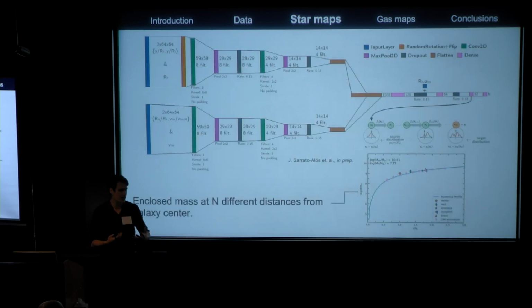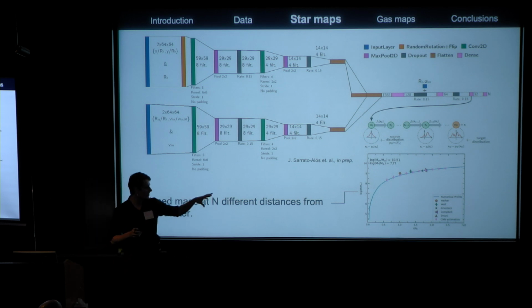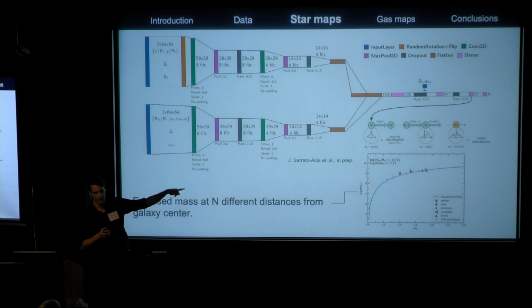So we further developed this model to be able to infer the complete mass profile. This is work primarily done by Jorge Sarrato, who is going to talk after me, explaining all the things he has done, so I'm not going to spend a lot of time here. But the important thing is that now this modified version of the network, doing mostly the same, is giving us a joint PDF with the values of the enclosed mass at different radii, so the complete mass profile.